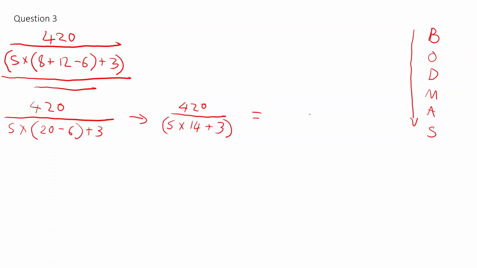Now we do multiplication in the bottom bracket. So 420 divided by 5 times 14, which gives us 70 plus 3, which gives us 420 divided by 70 plus 3, which is 73. So that is our final answer.